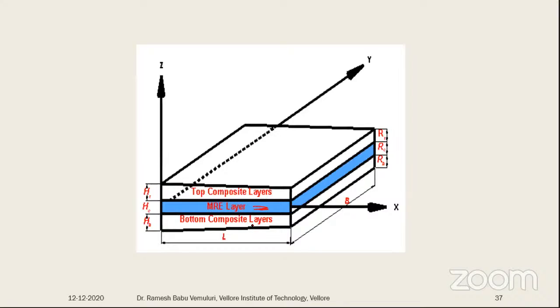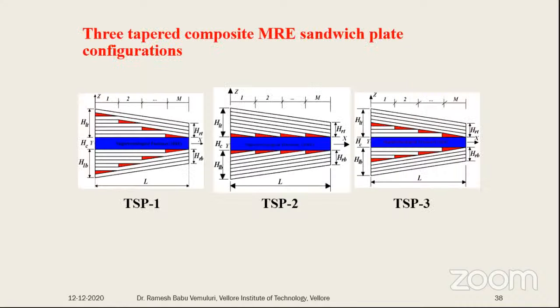The top layers and the bottom layers were fabricated by us in the noise and vibration and acoustic noise vibration harshness laboratory at VIT Vellore. And these are the three different configurations we got. These are the magnetorheological elastomer layers, and this is the second tapered configuration, and this is the third. So this is model C, then this is model B.